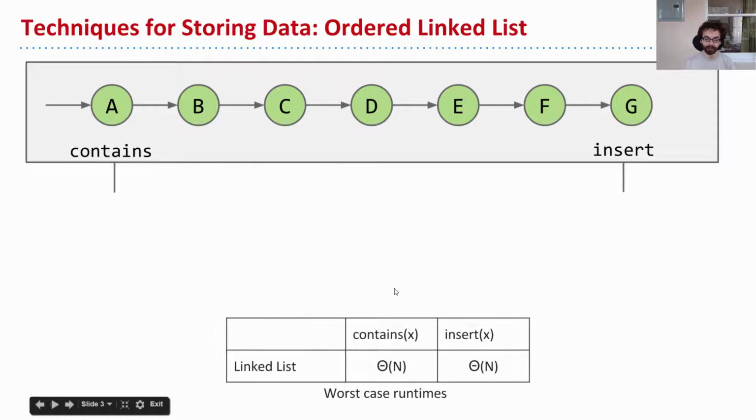Okay, so you should figure out, hopefully it should be fairly familiar, that these are both big theta n in the worst case. So if I have, for example, contains g, I have to look through the whole list. If I do insert h, I have to go through the whole list to find the spot to put it. Okay? So that's one approach.